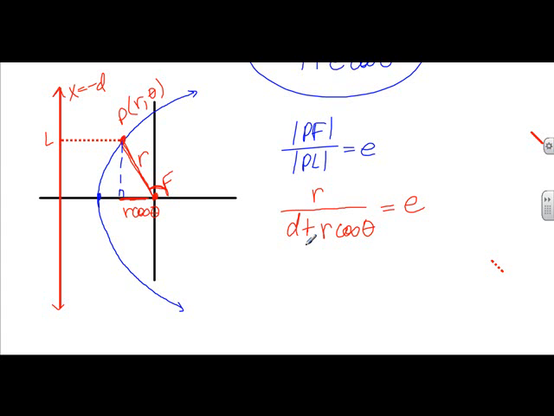Because if we're thinking about measuring from the y-axis back to the line, that would actually be a direction of negative d. So negative d plus r cosine theta would give you this distance. Then the absolute value, this is all going to work out. Solve this for r. Boy, that was painful. Don't think about that too much. Solve this for r and you get ed over 1 minus e cosine theta.